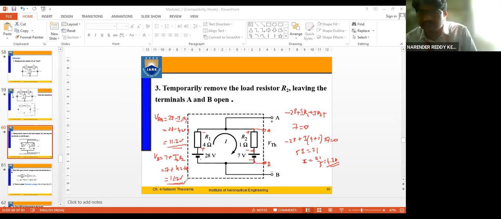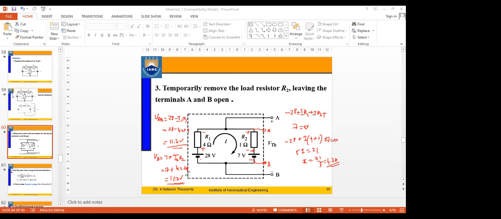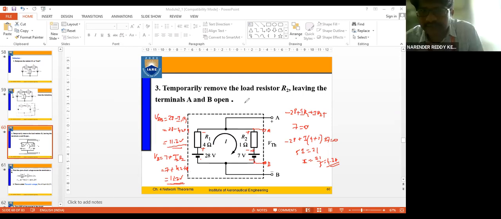So in both conditions, the value of VTH is the same, right? It should be the same. Yes, sir. So now we got the value of VTH: VTH is equal to VAB is equal to 11.2 volts. Is that okay?